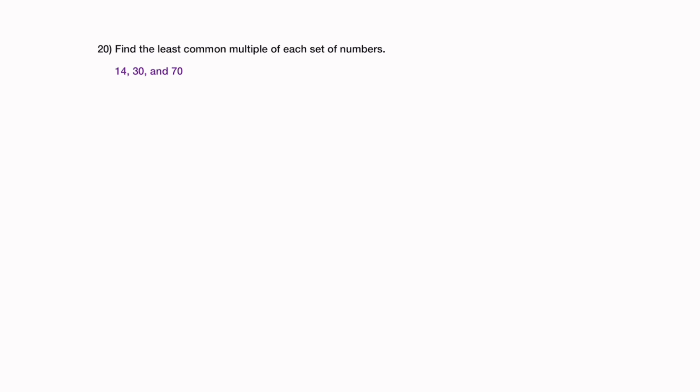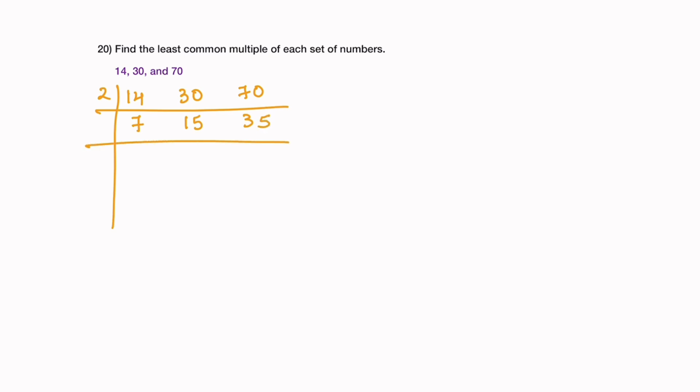And the next one here is 14, 30, and 70. All are even numbers. We will start with 2. 14 divided by 2 is 7. 30 divided by 2 is 15. 70 divided by 2 is 35. Now 15 goes by 3, right? So we'll do 3. 7 as it is, that's 5. And 35 as it is.